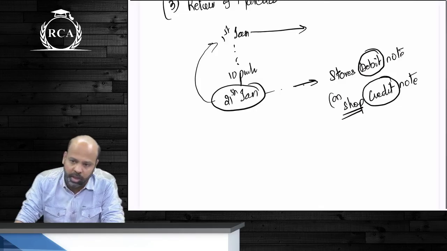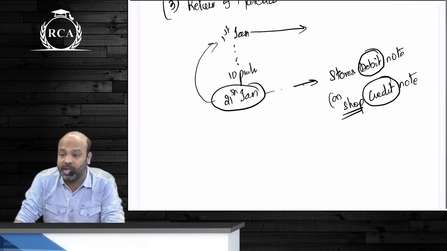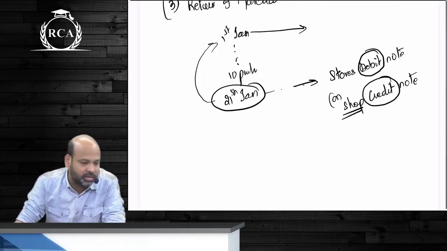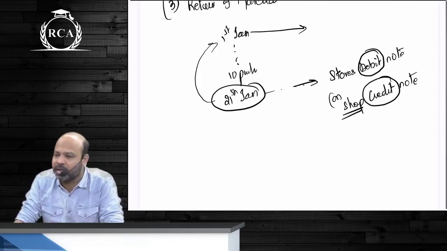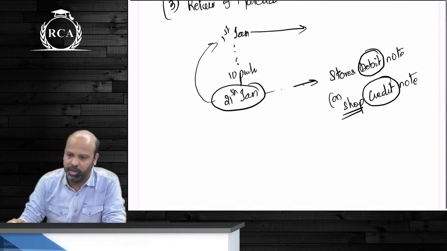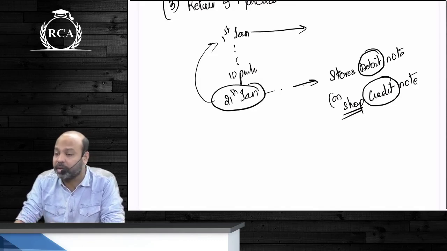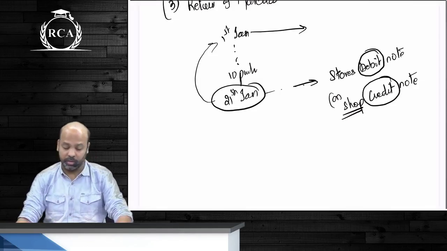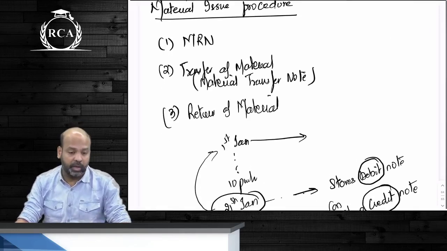When you're returning materials to the supplier, you can prepare a material return note. Or what we learn in accounts is that we prepare a credit note and a debit note. That is normal, but here we will simply write that we are preparing a material return note, stating the fact that the material has been returned to the supplier. Are we clear about this?